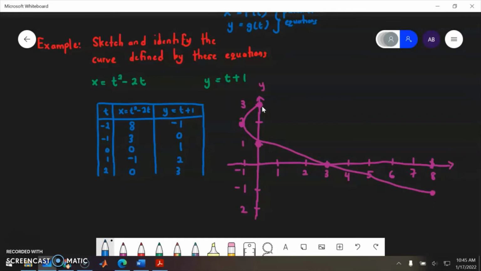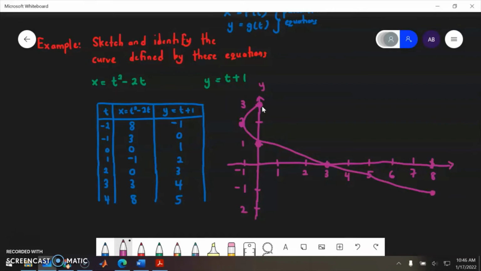Okay, so you can go further, just to see the shape of this curve. Let's say this is 3 and 4. So 3 squared, 9 minus 6, so 3 plus 1, 4. And when it's 4, 16 minus 8 is 8, 4 plus 1, 5. Okay, let's add 2 more.